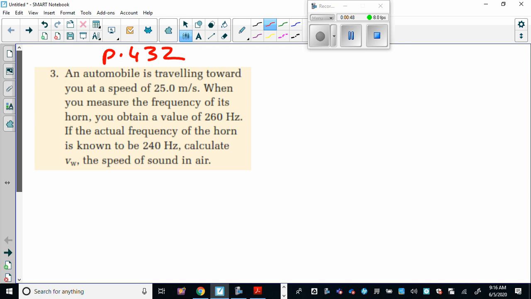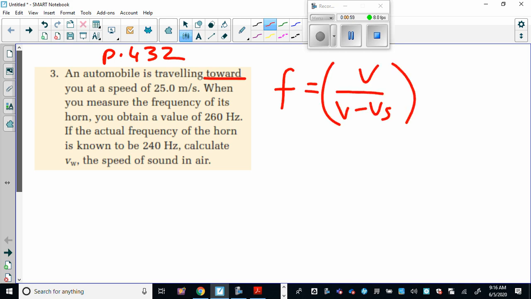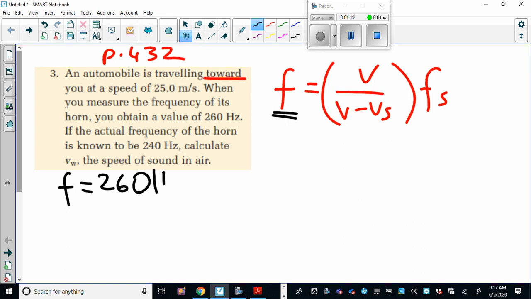So number 3 says an automobile is traveling toward you. If it's traveling toward you, then we know that we're going to have a minus sign in the bottom of the fraction there. When you measure the frequency of its horn, you obtain a value of 260. So which variable is that? That is the apparent frequency. So your apparent frequency is 260 hertz.